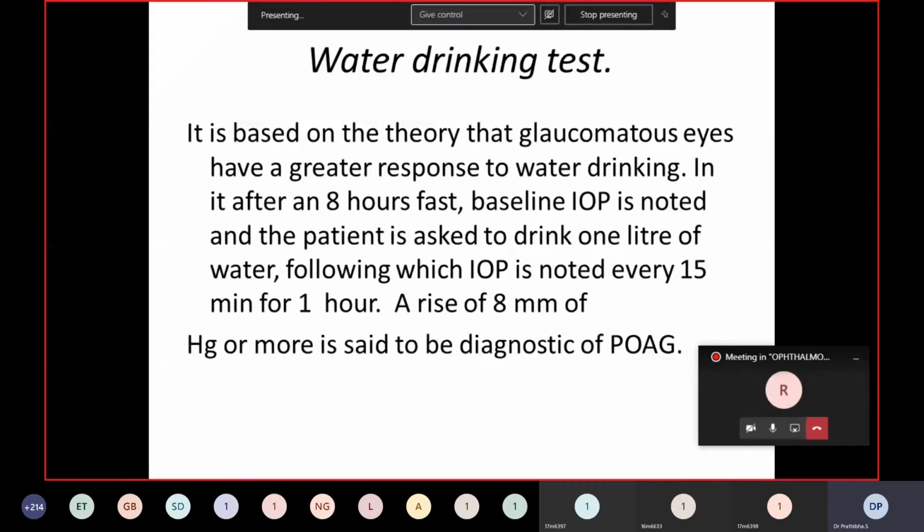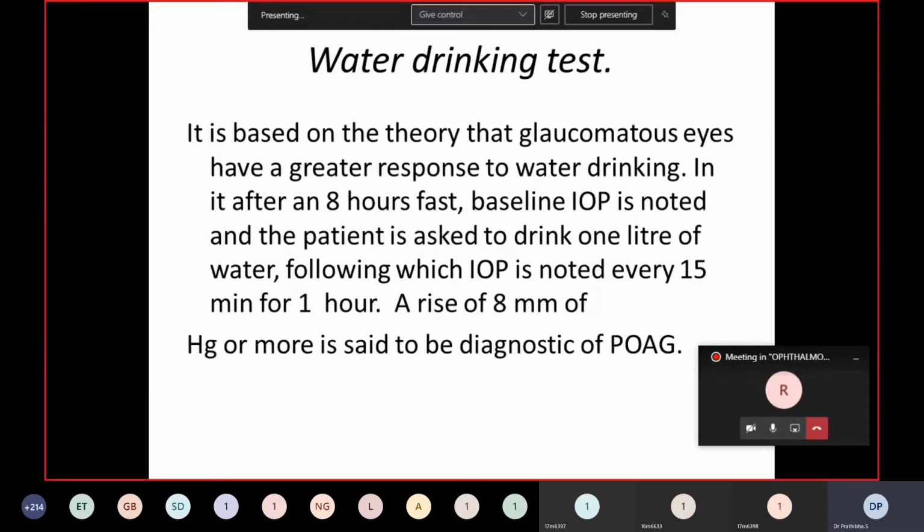And then one more provocative test, that is the water drinking test for open angle glaucoma. We take a baseline intraocular pressure, either using an applanation tonometer or Schiotz tonometer, whatever it is. Baseline intraocular pressure has to be tested, and then after 8 hours of fasting, we ask the patient to drink 1 liter of water, and then every 15 minutes for an hour we check the intraocular pressure. So about 4 times we measure intraocular pressure in that patient, and a rise of 8 millimeters of mercury or more is said to be diagnostic of primary open angle glaucoma.